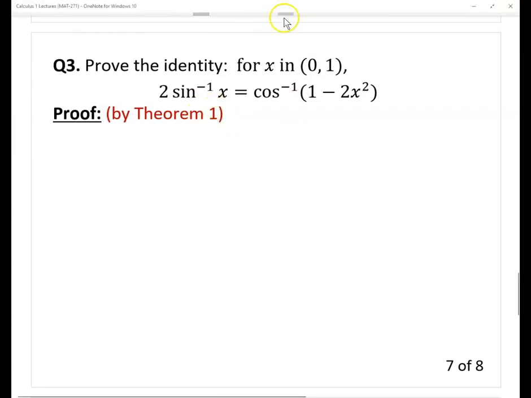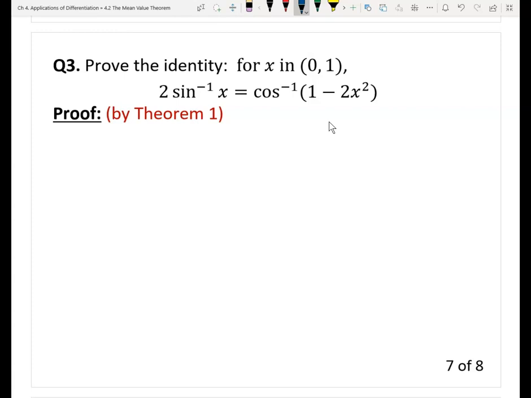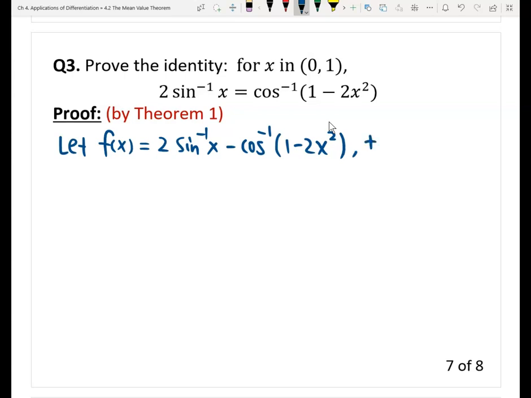Let me write it down. So what is the function? Let me define f(x) as just the left side minus the right side. So it's 2 inverse sine of x minus inverse cosine of 1 minus 2x squared. Then we're going to find the derivative. We should find that the derivative equals 0. What is the derivative?